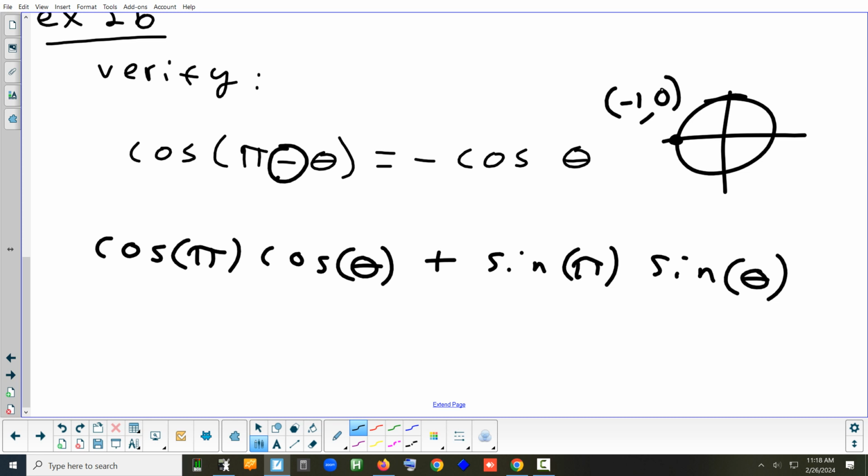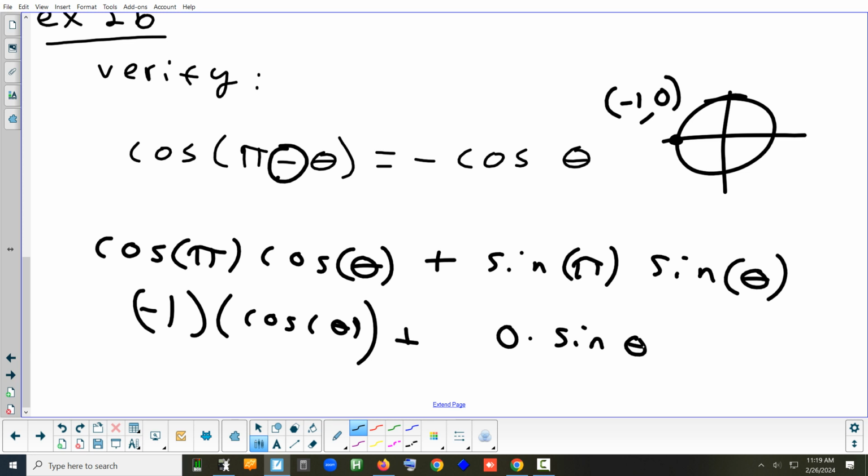Cosine is the x value. What's the x value for 180? It's negative 1. And the sine value is 0, because it's the y, which drops everything on the right side of the equation to 0.